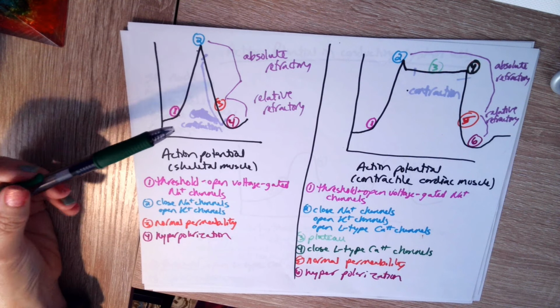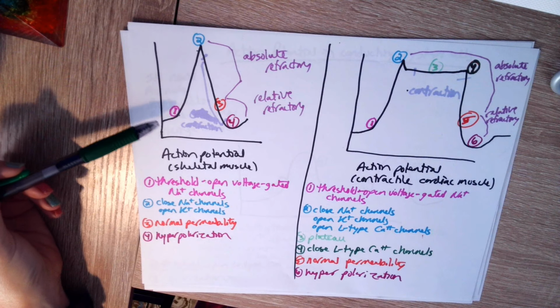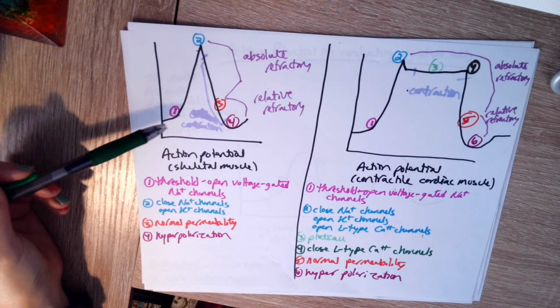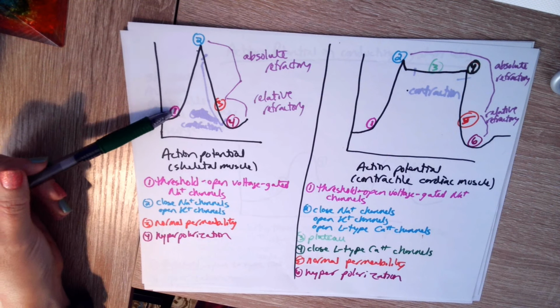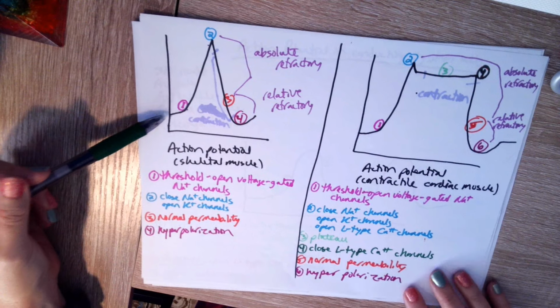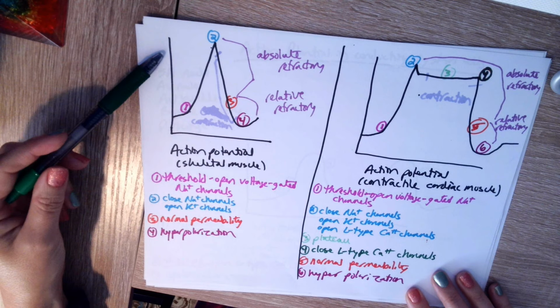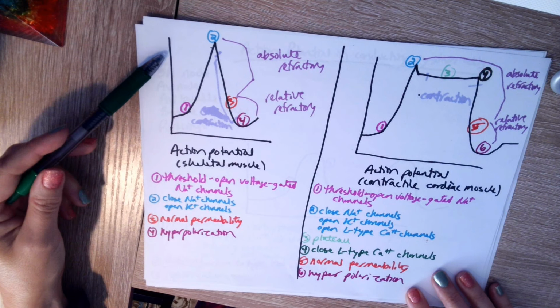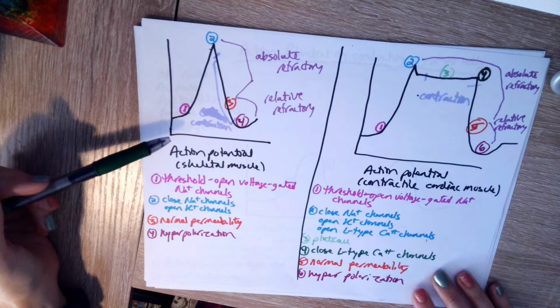So let's start off really fast with a brief overview of a normal action potential that you would have learned about in A&P 1. Just to refresh your mind, this is what an action potential looks like in a neuron, or in a skeletal muscle. Remember, depolarizing means you're getting more positive and it's stimulating. Repolarizing means you're getting more negative, and it would be relaxing in that case.